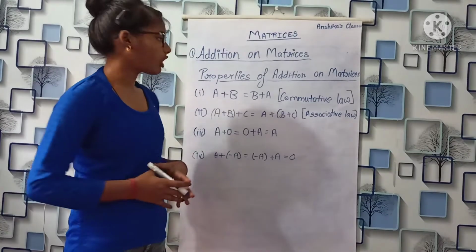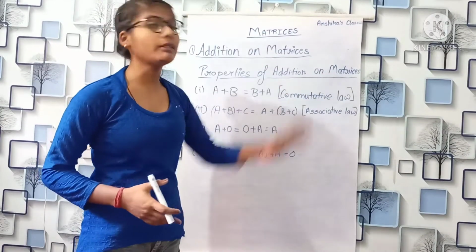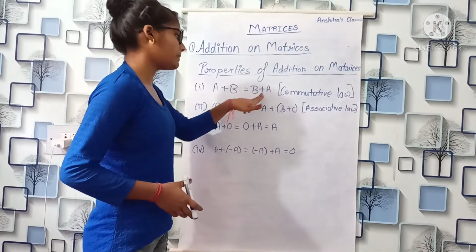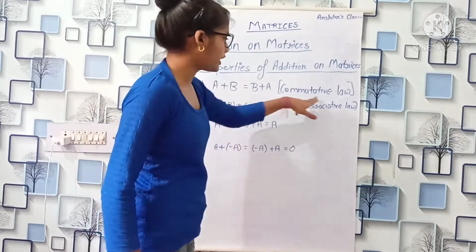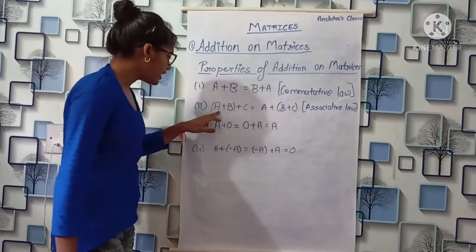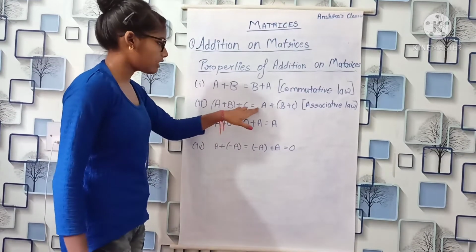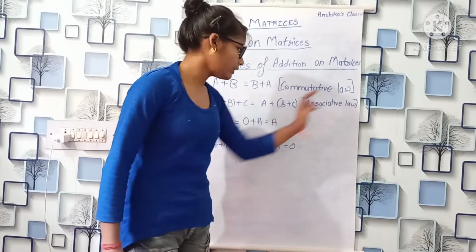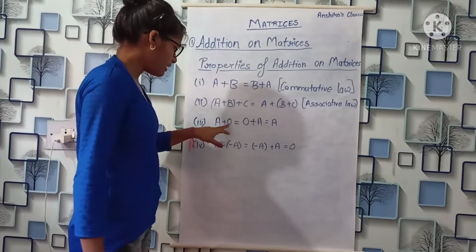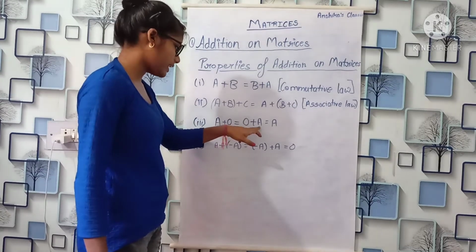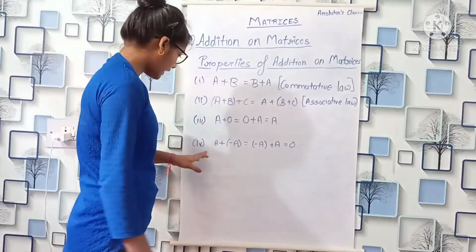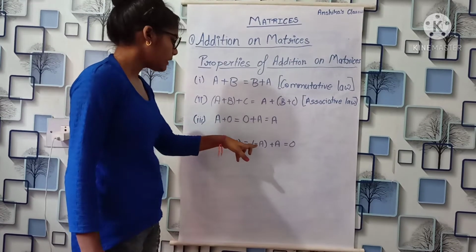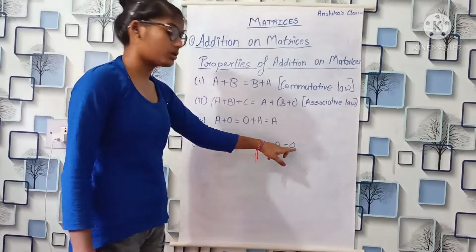So now let's talk about some properties of addition of matrices. The first one is A plus B is equal to B plus A. This is the commutative law. The second one is A plus B plus C is equal to A plus B plus C. This is the associative law. And A plus 0 is equal to 0 plus A is equal to A. The fourth one is A plus minus A is equal to minus A plus A is equal to 0.